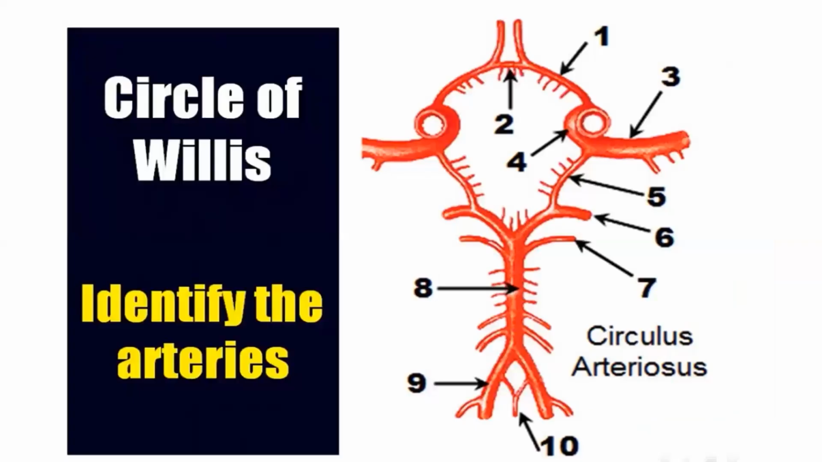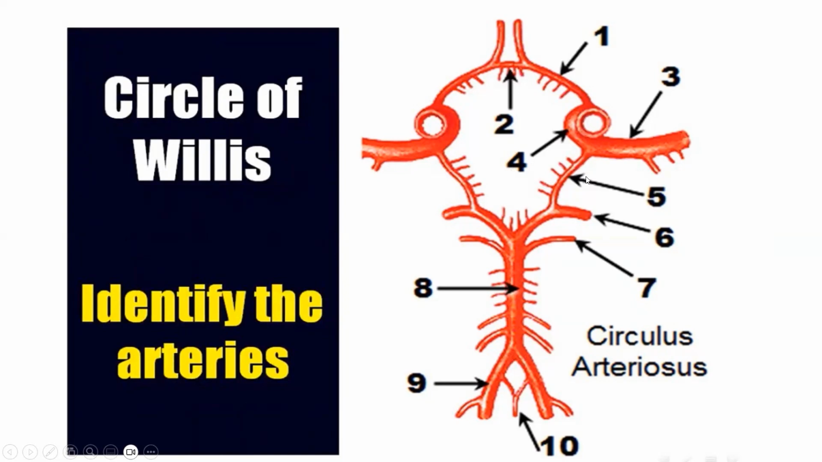Okay, so let's identify these arteries. We'll start from one. We know that one is the anterior cerebral artery. We know that two is the anterior communicating artery. We know that three is the middle cerebral artery. We said that it's outside the Circle of Willis, so it's not part of the Circle of Willis. Four is the internal carotid artery, which is one of the main arterial systems.